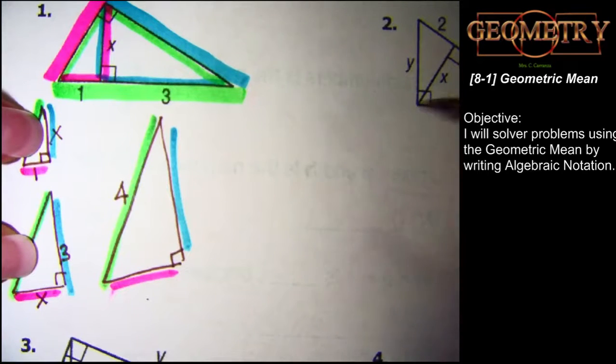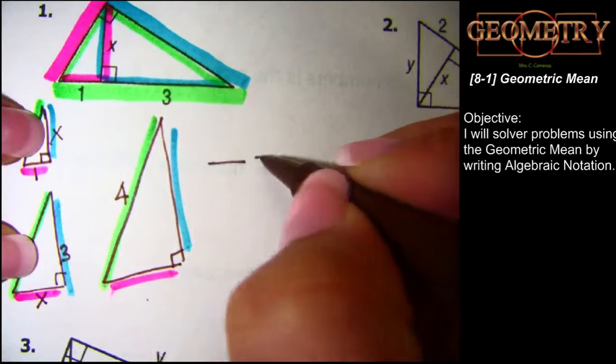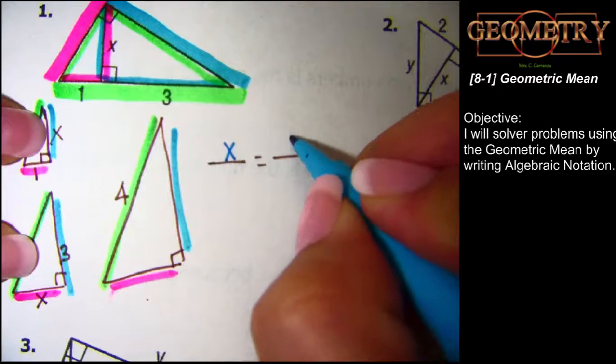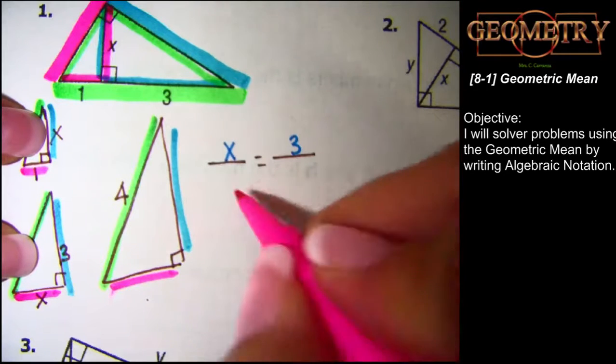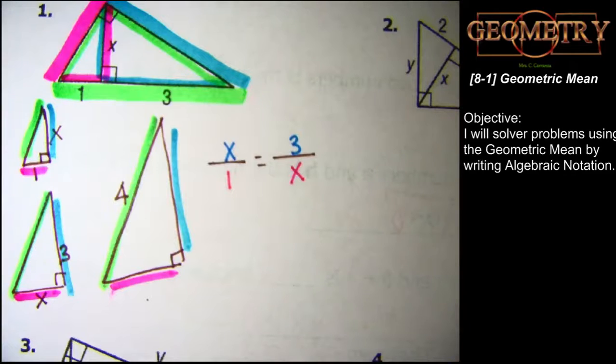Okay, so I'm going to write this in proportion. I'm going to write blue over pink. So here's my proportion setup. Blue, blue, pink, pink. And now I'm going to cross multiply and solve.